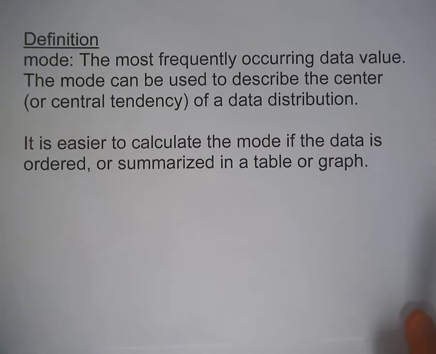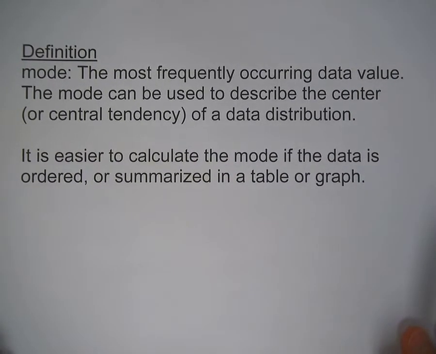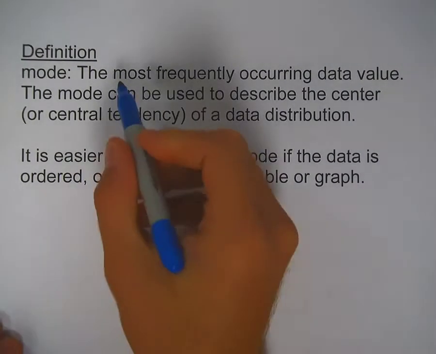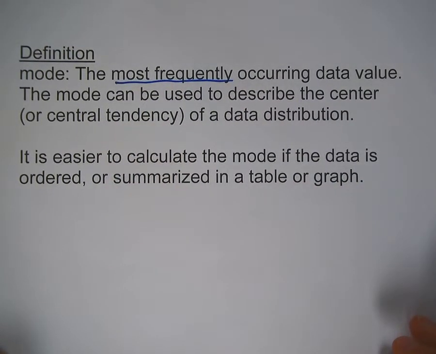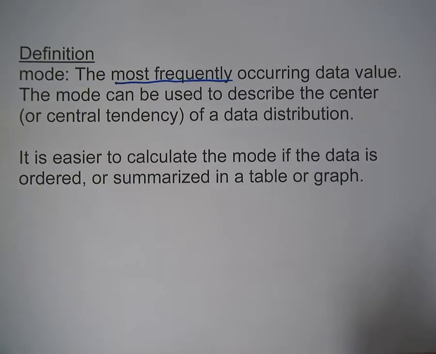Hi, this tutorial covers the mode. So let's start with the definition. The mode is the most frequently occurring data value. The mode can be used to describe the center or the central tendency of a data set distribution.